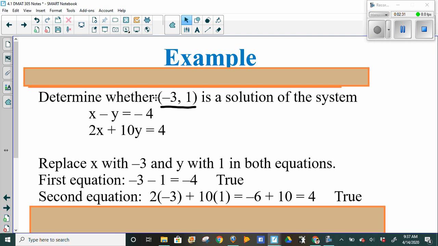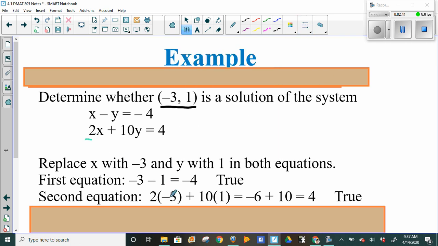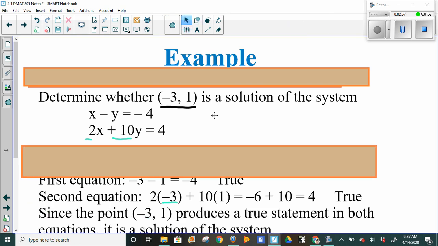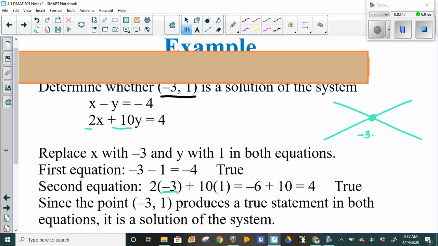Then we're going to do the second one. This is a little bit more in this one. So we have 2 times -3 plus 10 times 1. Well, 2 times -3 is -6. 10 times 1 is 10. -6 plus 10 is 4. That also is true. So then we go up here and we say, well, since the point -3, 1 produces a true statement for both equations, then that is the solution. So that means if I were to graph these, one would go this way, one would possibly go that way, and that is where they intersect. So that would be your -3, 1.